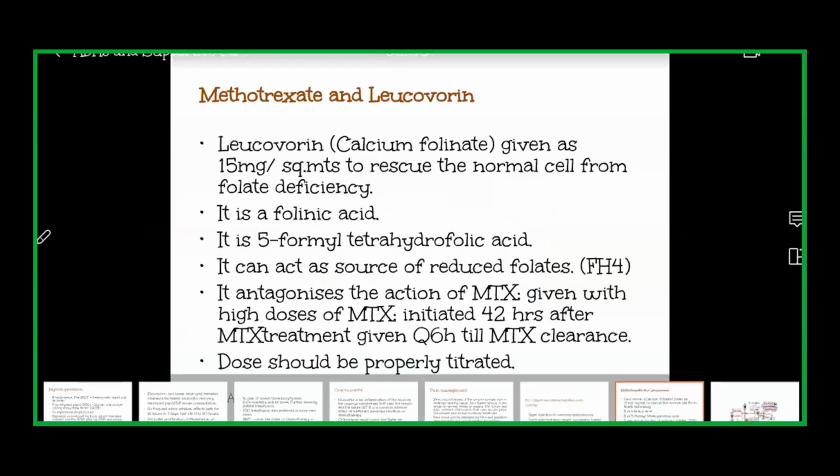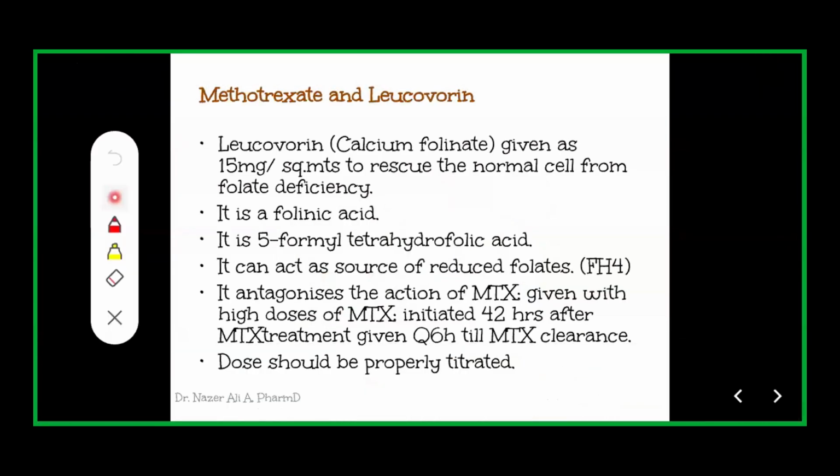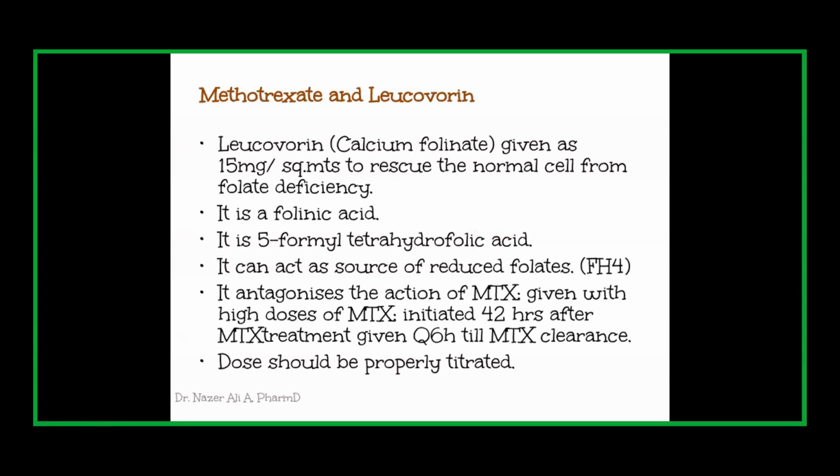We will be giving it whenever we are administering methotrexate, especially high dose methotrexate. Okay, it will be given at 15 mg per meter square. It is a 5-formyl tetrahydrofolic acid. In the normal pathway, the formation of tetrahydrofolic acid is inhibited by methotrexate. But we are giving leucovorin directly in the form of tetrahydrofolic acid. It cannot be used effectively by the cancer cells, but it can be effectively used by the normal cell so that the required protein will be synthesized, so that the toxicity can be reduced.